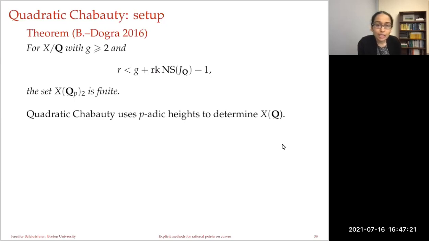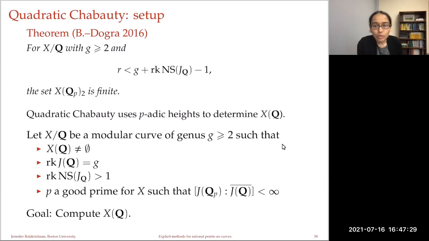And behind the scenes, we can use p-adic heights to write down quadratic Chabauty functions to determine the set of rational points. And we have a package that assumes a number of things. It typically seems to work well for modular curves of genus 2 or more that have these hypotheses satisfied. So we have at least one known rational point. The rank of the Jacobian is equal to g. The rank of the Néron-Severi group is greater than 1.